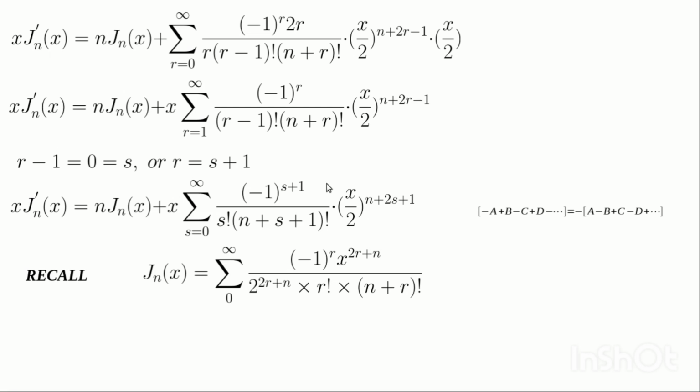Now, what we can note is that if we take the first term of this expression, the first term of this is positive.